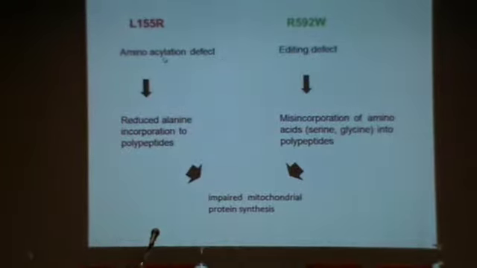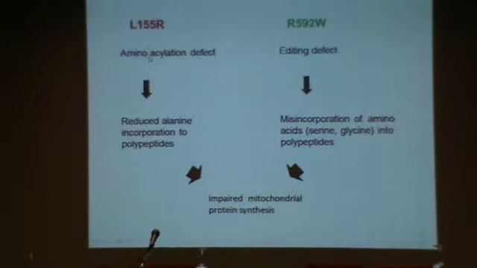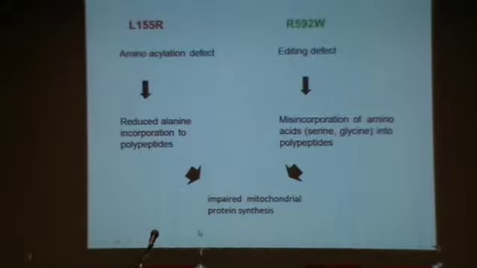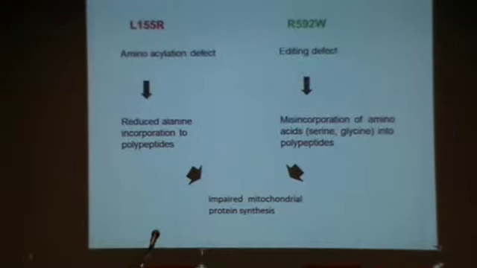So we could suggest that this one mutation that we found was causing a problem in adding the amino acid in, and the other mutation was probably, when it was there, causing more errors into the proteins. And all of these could cause impaired mitochondrial respiratory chain protein synthesis, which is also relevant to what we saw happen in this patient.